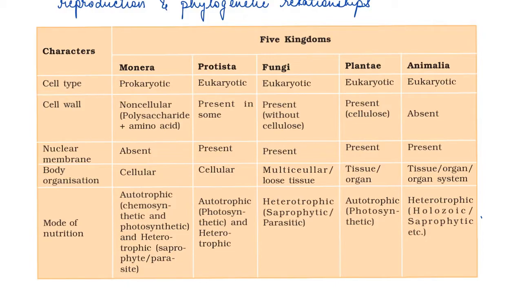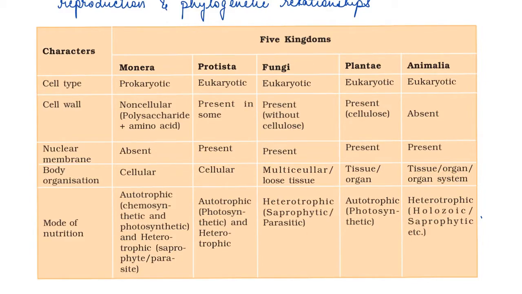Then it comes to body organization. So whether your body organization is unicellular or multicellular. Monerans and protistans are cellular, while fungi are multicellular but with loose tissue organization, and plants and animals have basically highly developed body organization, which is tissue and organ, or organ system as well in the case of animals.